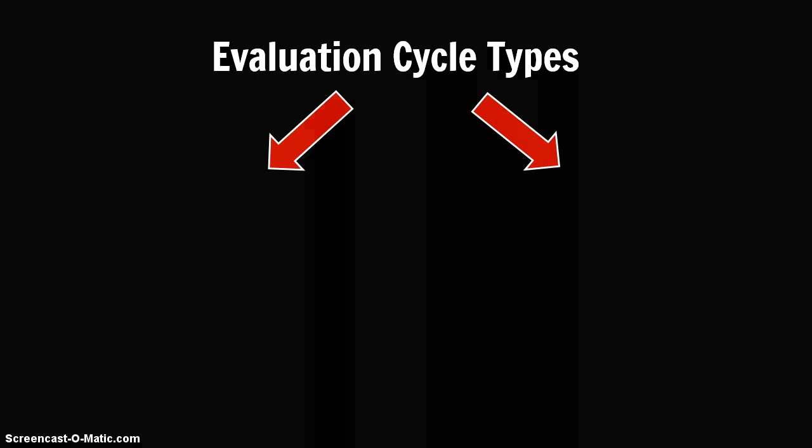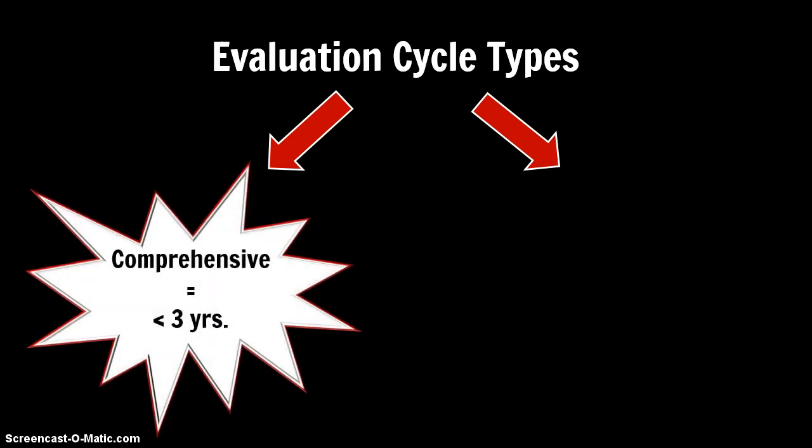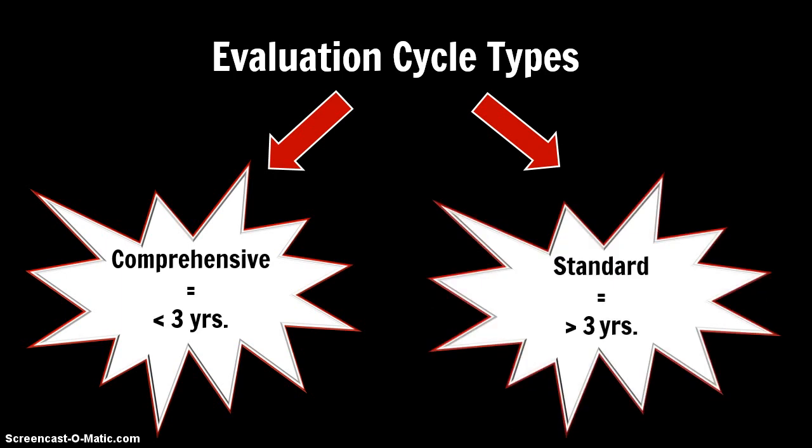Now, a change in the evaluation instrument that we need to be aware of is that there is no longer probationary and career status. Instead, the two types of evaluation cycles are comprehensive and standard. School library media coordinators with less than 3 consecutive years of employment are on the comprehensive cycle, and school library media coordinators with more than 3 years of employment may be evaluated on either cycle, and that choice is up to the local education agency. As we go through the steps of the process, I'll point out the differences that exist depending on the cycle type.